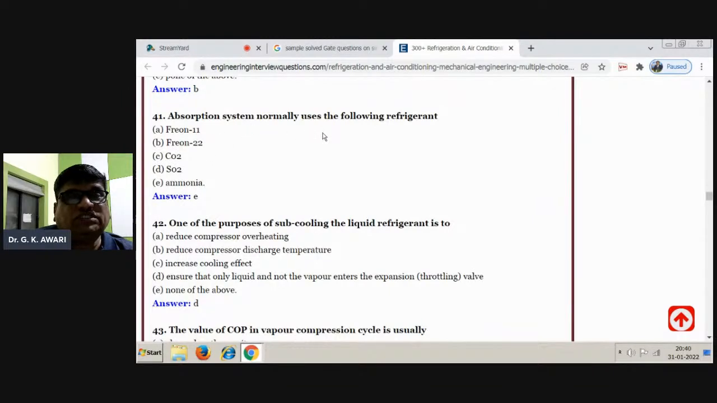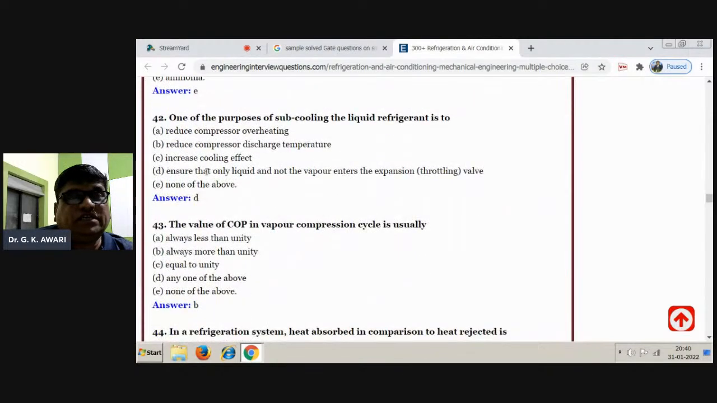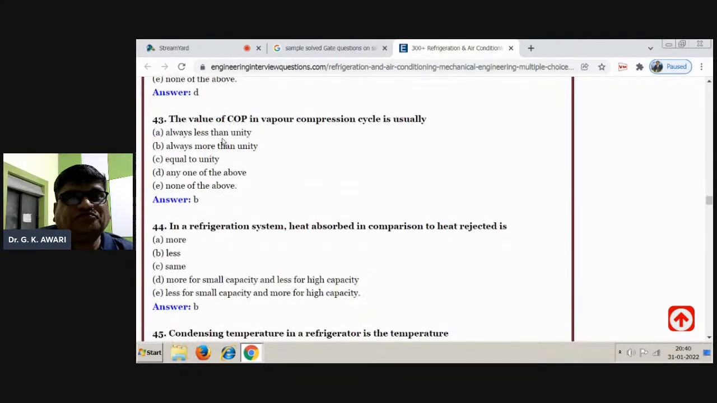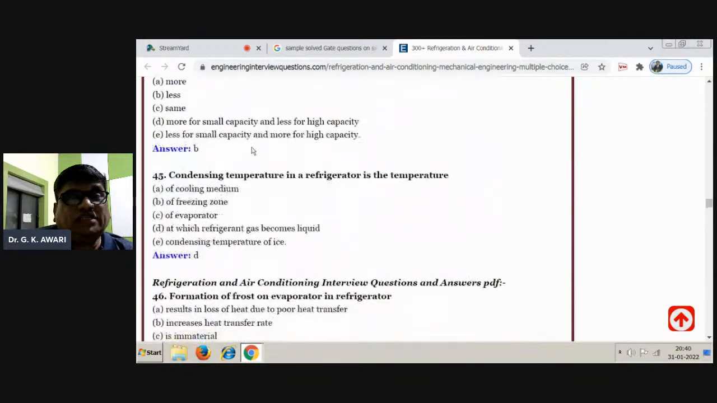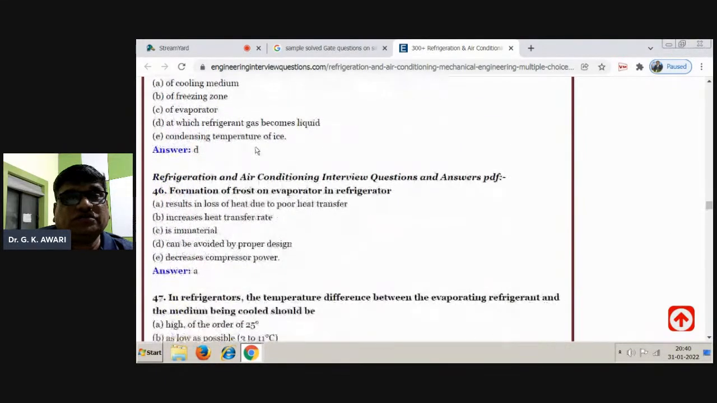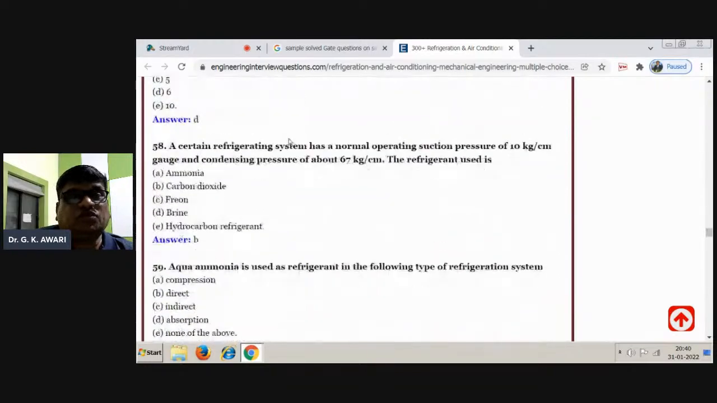So the absorption system normally uses the following refrigerant. It uses ammonia. So what is the purpose of the subcooling of the refrigerant? To ensure that only liquid and not vapors enter the expansion valve or throttling valve. The value of the COP in a vapor compression cycle is usually always more than unity.